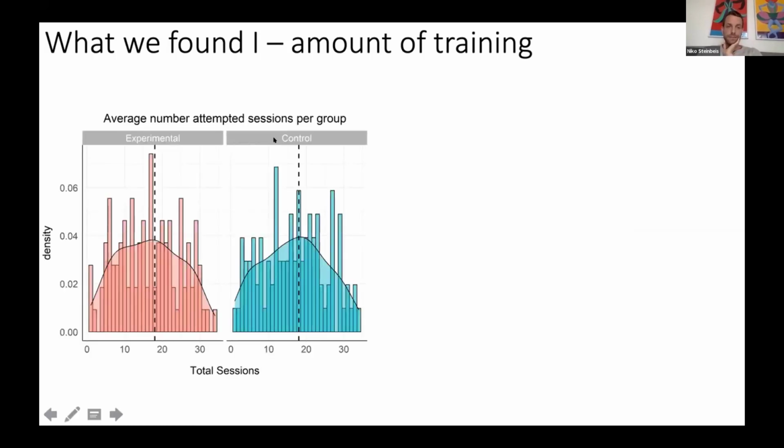And what we see here, here's the experimental group, here's the control group. We see a really nice normal distribution. And we see that overall children participated in around 18 training sessions. Each training session lasted around 15 minutes. And some even made it right through up until the 32. So that was really, really nice. What's particularly nice is that children in both groups trained approximately equally. So there are no differences between the groups, and that makes it really nice because we can then genuinely compare any effects pre-post due to the nature of the training as opposed to the amount of training that children had engaged in.